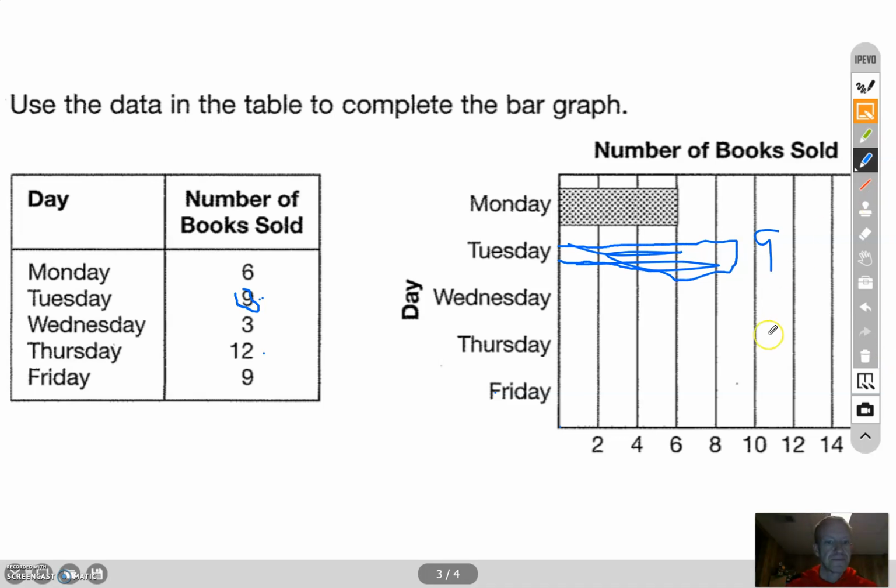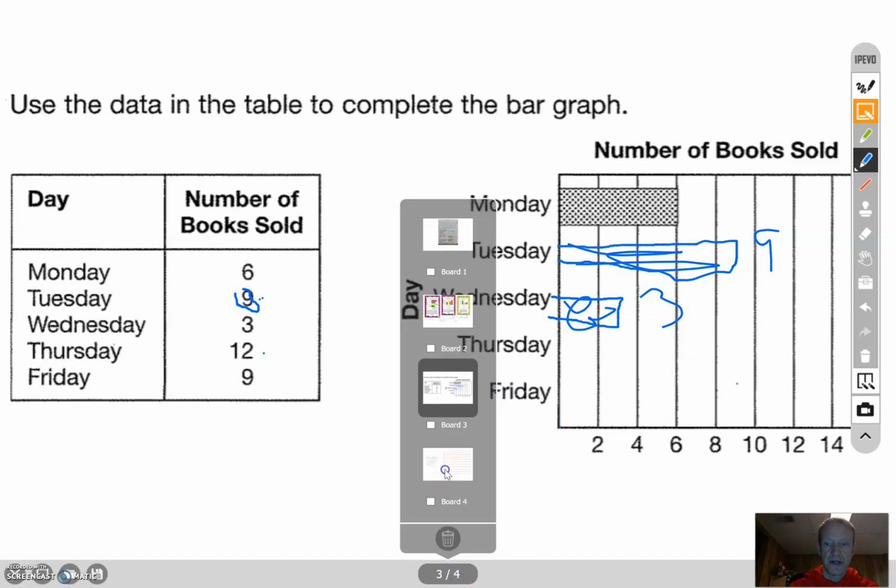Okay? And then Wednesday, I would draw my bar graph, color it in, and put the 3 next to it. Okay? So with the information provided, you can develop one very simply. Okay? Now let's start from scratch.